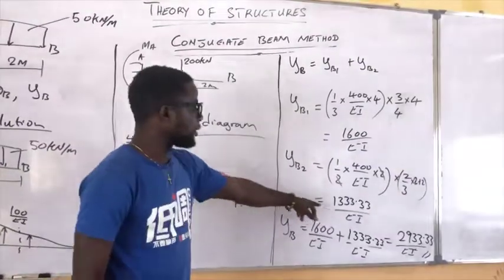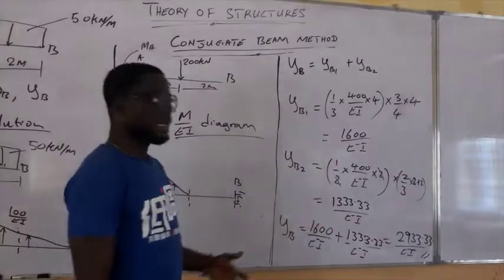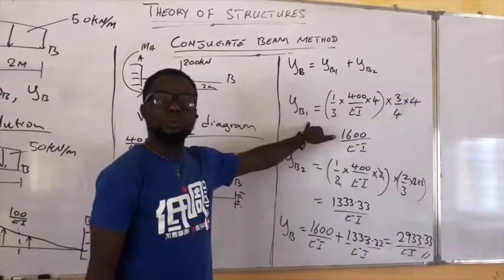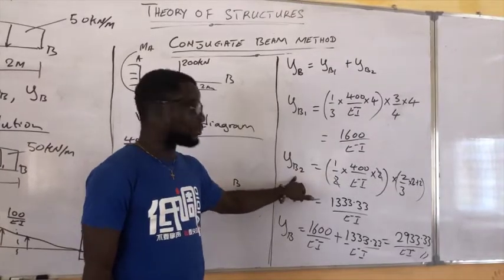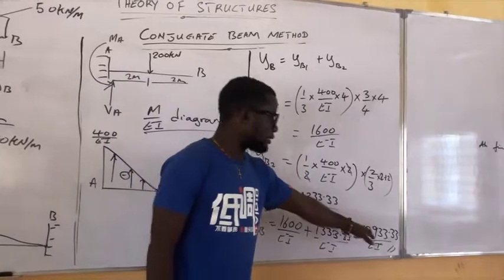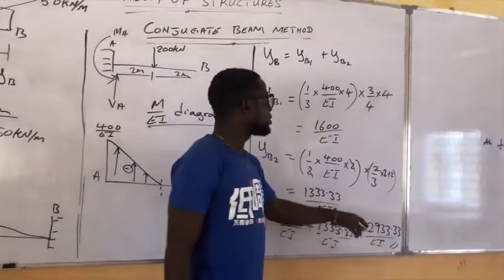When you evaluate that, you have this to be the YB. So the actual deflection at B will be the addition of YB1 and YB2, which will give you the actual. So when you add them together, you have that this is your YB.